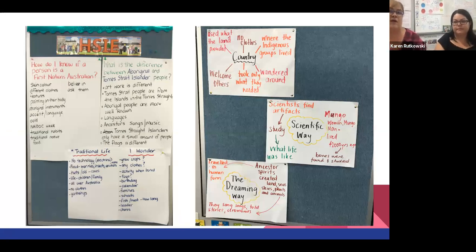So for HSIE, we have been learning about First Nations people of Australia, so the Aboriginal Australians and Torres Strait Islanders. We've been looking at what they were like before we had British colonisation. Students have become experts in different areas and have been teaching each other about their speciality. Students have been very interested, and especially with how long the Aboriginal people have been on this continent.